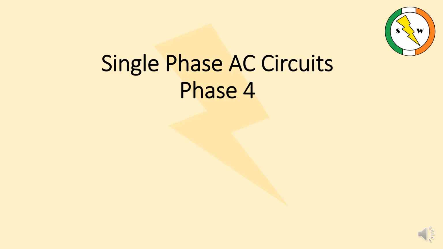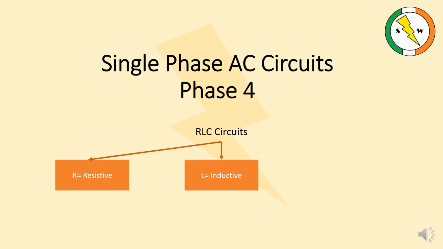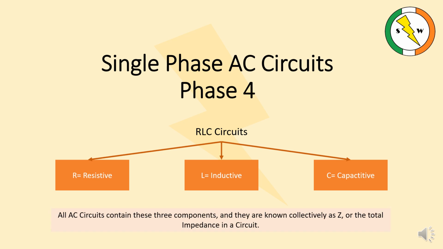Introduction to Single-Phase AC Circuits for Phase 4. RLC circuits. R for resistive, L for inductive, and C for capacitive. All AC circuits contain these three components, and they are known collectively as Z, or the total impedance in a circuit.